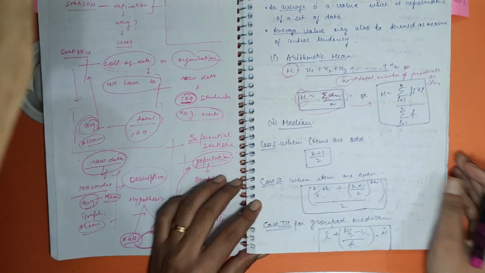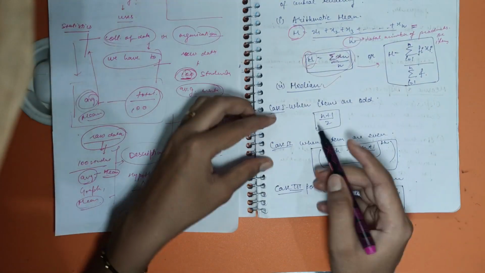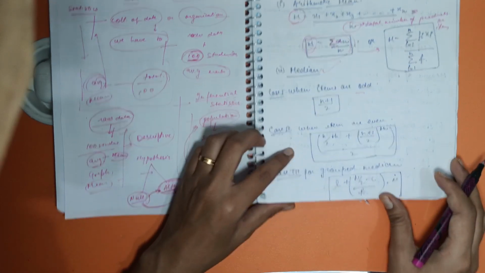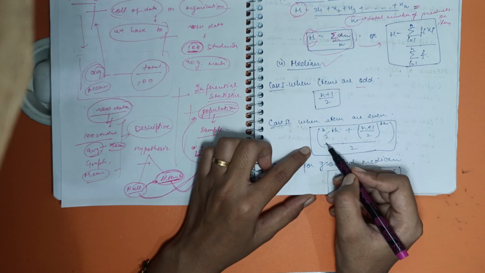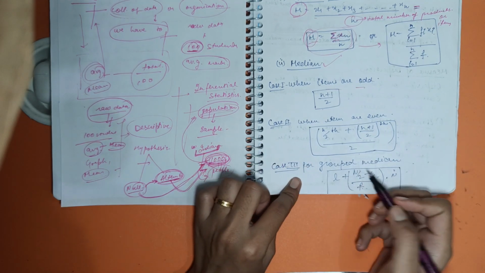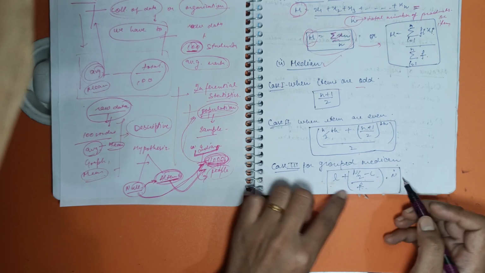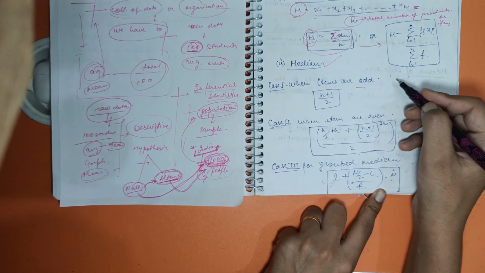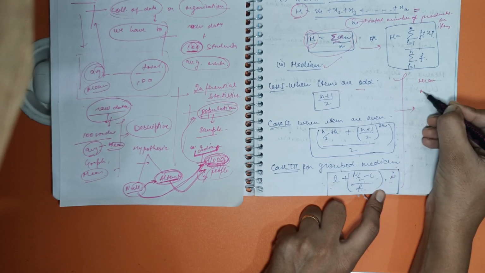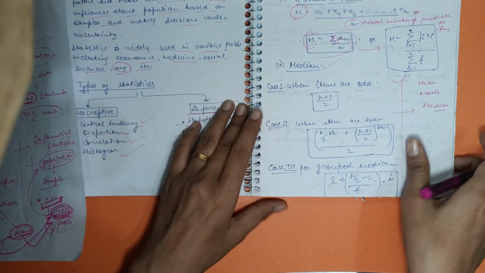After that, median. We have mainly three cases in median. When we have an odd number of items, then the median is the (n plus 1) by 2 th item. When we have an even number of items, then it is the average of the n by 2 th and (n by 2 plus 1) th items. For grouped median, we have L plus (n by 2 minus C) upon f into i. We will also discuss some questions of mean, mode, and median later, I think in the next video.